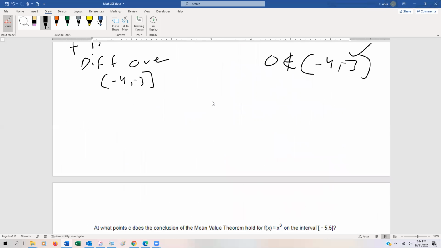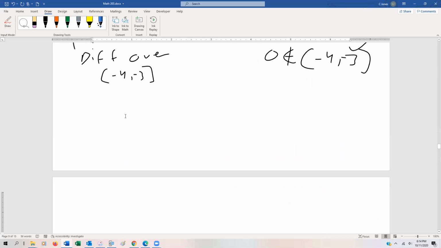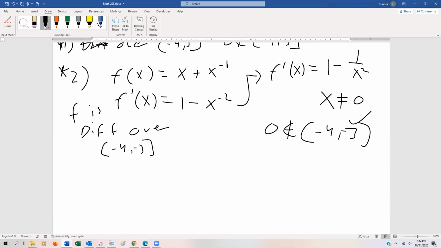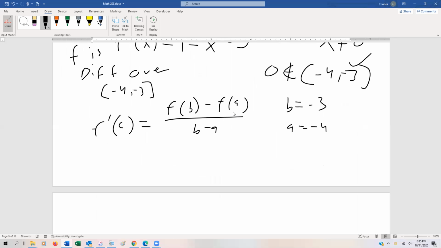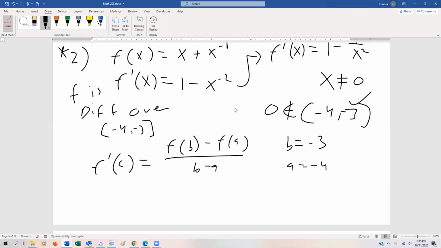What that says is that there's some number that exists, some c, so that when you take the derivative, it's equal to that secant slope. In other words, there's some value c such that f prime at c is equal to f at b minus f at a divided by b minus a. In this case, a is -4 and b is -3. So we're just going to substitute those in, and we already know what f prime is.